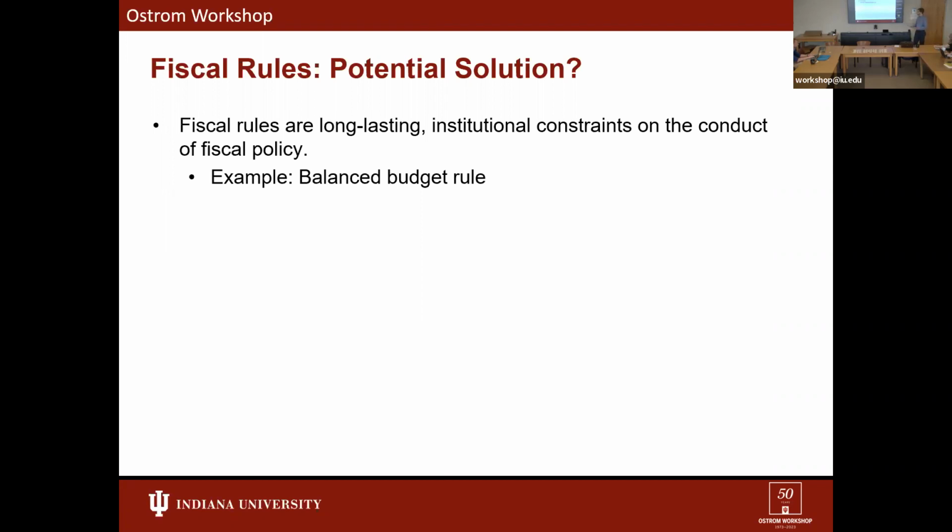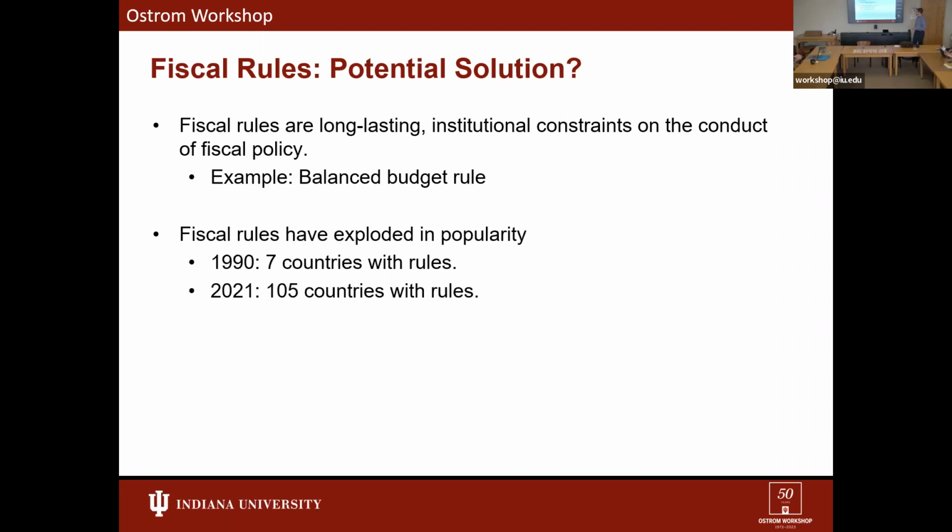A very simple example of a fiscal rule would be a balanced budget rule, which is essentially a deficit rule with a limit of 0%. So you can't run a deficit. And these fiscal rules have exploded in popularity. In 1990, there were only 7 countries with rules, and in 2021, there were 105 countries with rules.